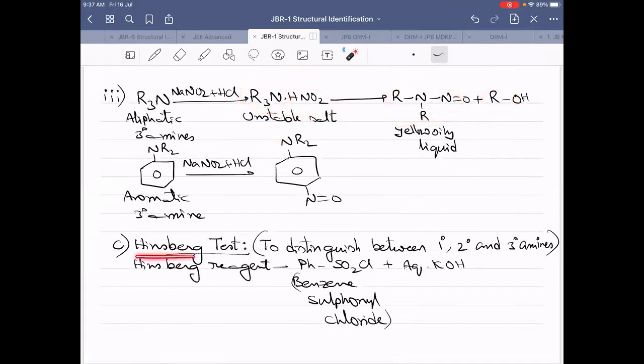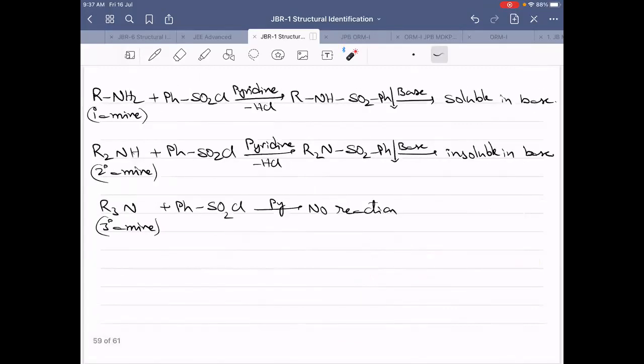Okay. Then the Hinsberg test is used to distinguish between primary, secondary, and tertiary amines. The Hinsberg reagent is benzene sulfonyl chloride, and along with that, aqueous KOH is also taken. So how the primary amines will give the reaction: primary amine here means both aliphatic and aromatic. Here also same thing, here also same thing. Na? So primary amines with benzene sulfonyl chloride in presence of pyridine.